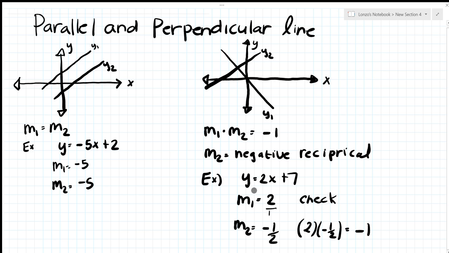So what would be m2? m2 should be the negative reciprocal. So m1 is 2 over 1, so the reciprocal of that would be 1 over 2, and then you just add a negative sign. And to check it, you simply multiply 2 times -1/2, and that should give you -1. So those are parallel and perpendicular lines.